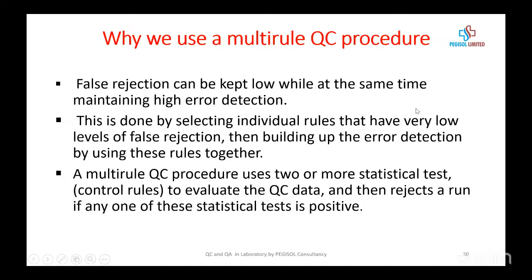In other words, you can't use one level of QC to be able to do multi-QC rules. You have to have a minimum of what, two QC levels, either normal and abnormal, or normal and low, normal and abnormally high. At least two levels of QC. So the multi-QC procedure usually uses two or more statistical control rules to evaluate the QC data and then rejects a run if any of these statistical tests is positive.